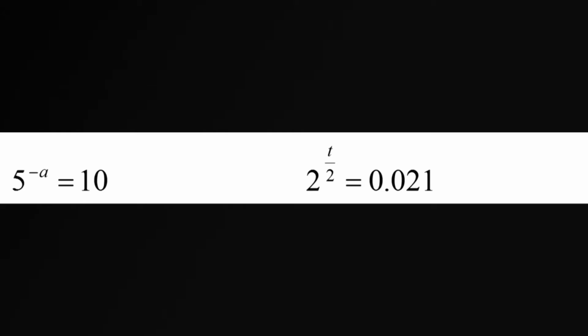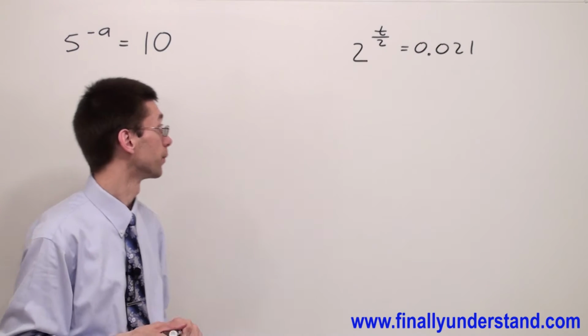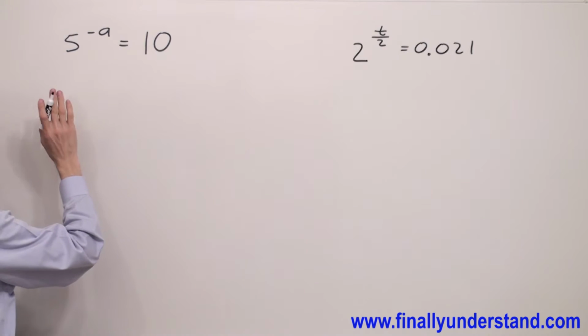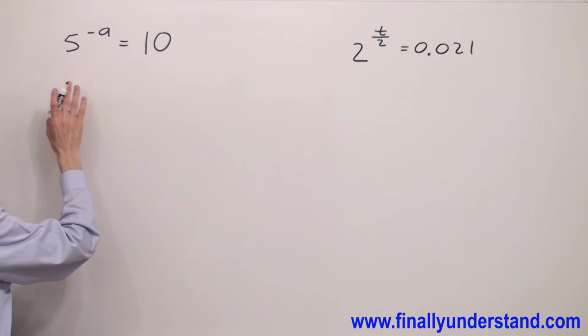Let's take a look at these examples. Again, we have unknowns in the exponents. So I'm going to apply the logarithm to both sides of each equation. And let's take a look at the first one.